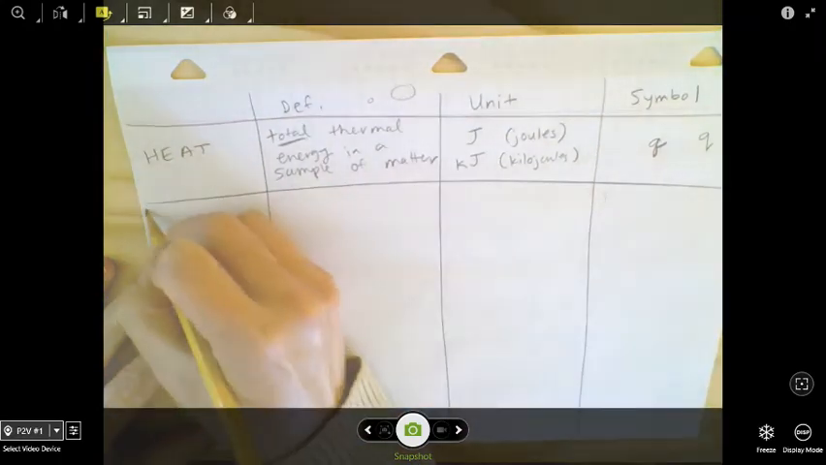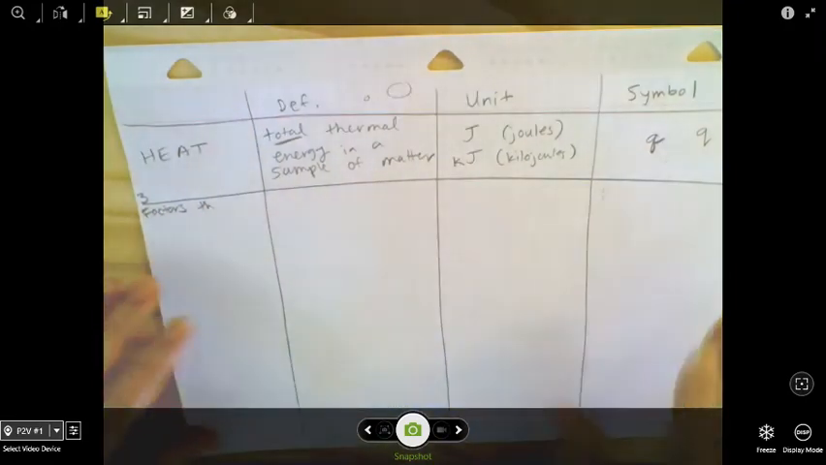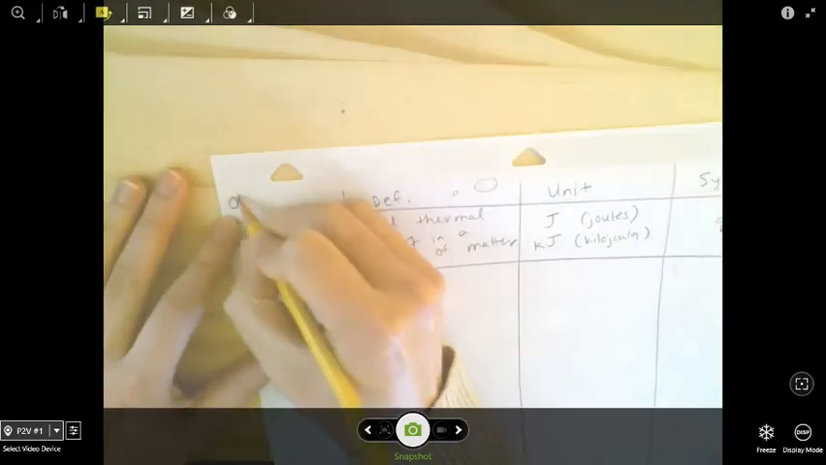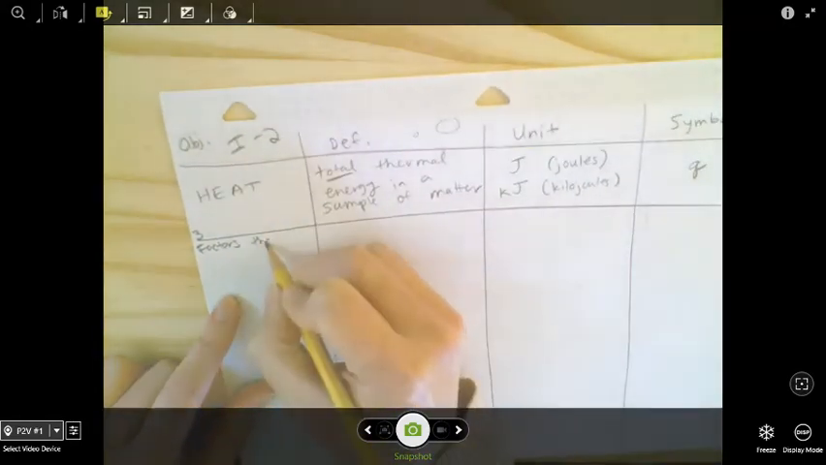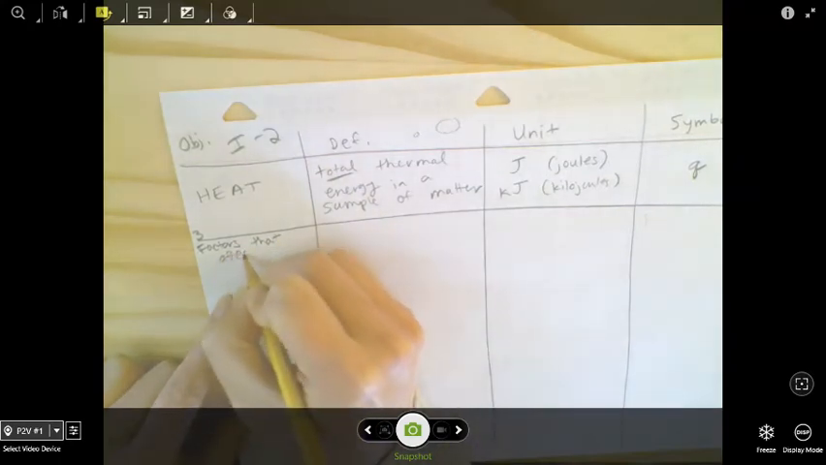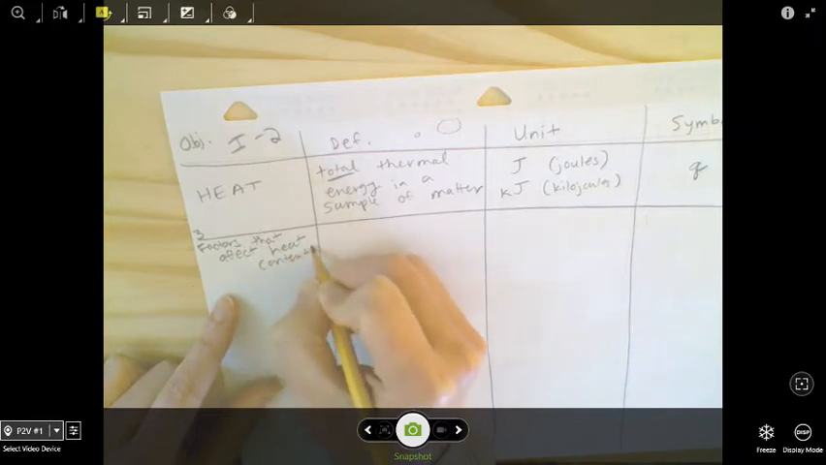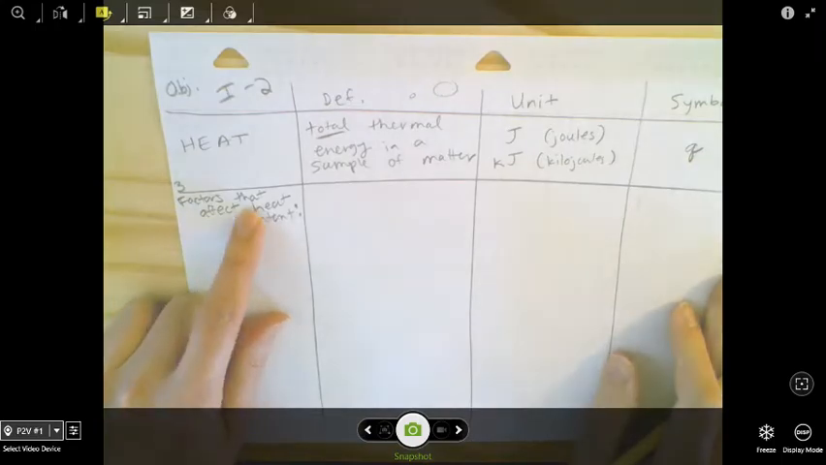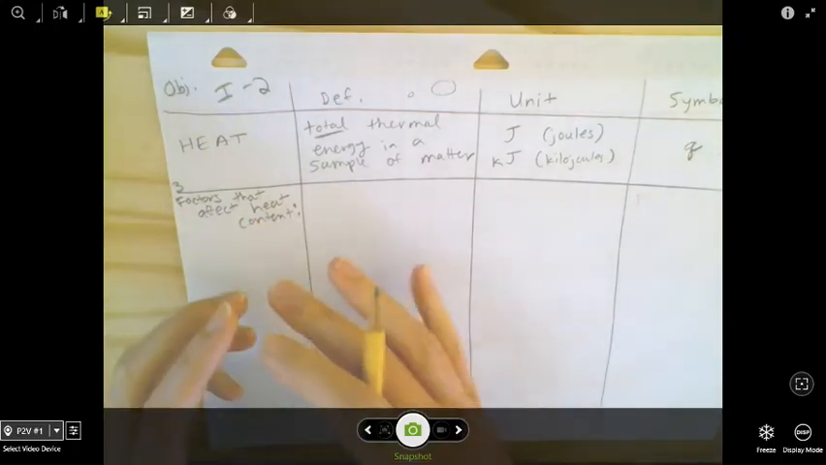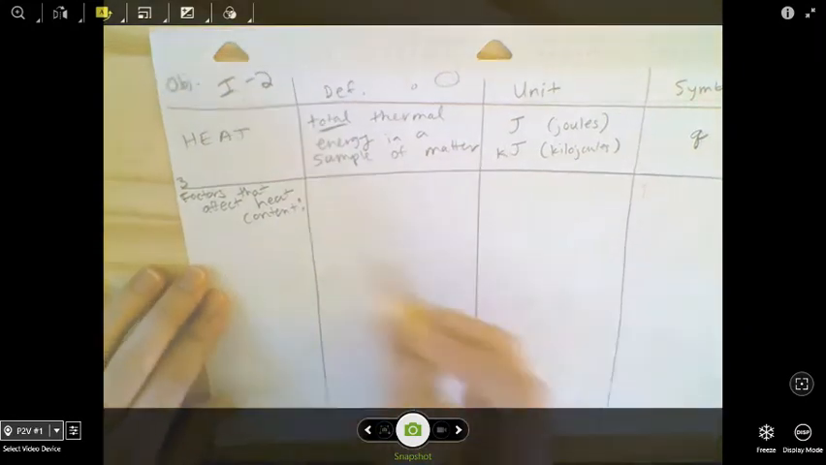So now let's do the factors that, oh, I forgot to write the objective at the top, sorry. This is objective I2. So this is the factors that affect heat. Factors that affect heat content. I like the word content just because heat content kind of emphasizes the idea that the heat is this total amount in something. Total amount of thermal energy in something. So the three factors that affect heat content.